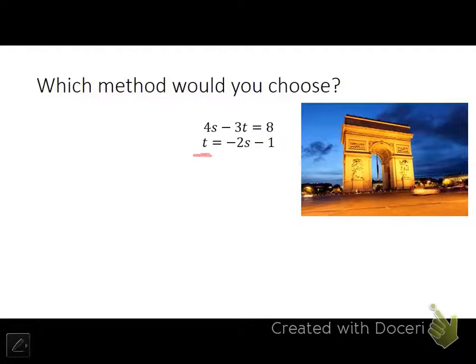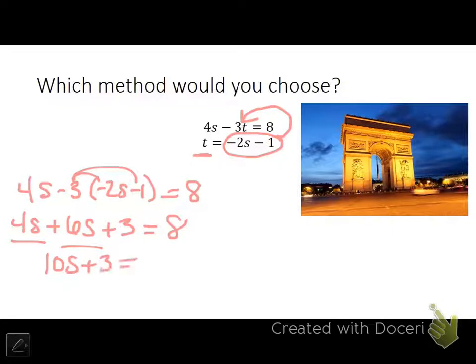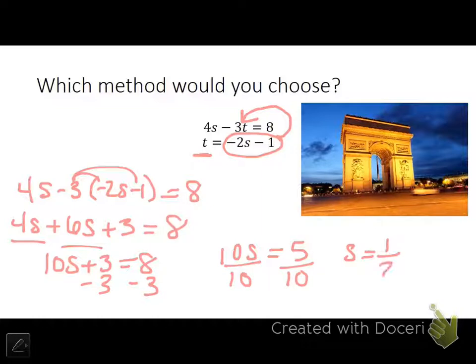Okay, looks like t is by itself, so we're going to use substitution. So we're going to put this in for t, because t means the exact same thing as -2s minus 1. And always put it in parentheses, don't forget, because that 3 is going to have to distribute here. So I'm going to get -3 times -2s is positive 6s. -3 times -1 is a positive 3. Since these are on the same side of the equal sign, we do as what it says, so 4s plus 6s is 10s. Subtract 3 from both sides. Divide by 10. So then my s is going to be 1/2.